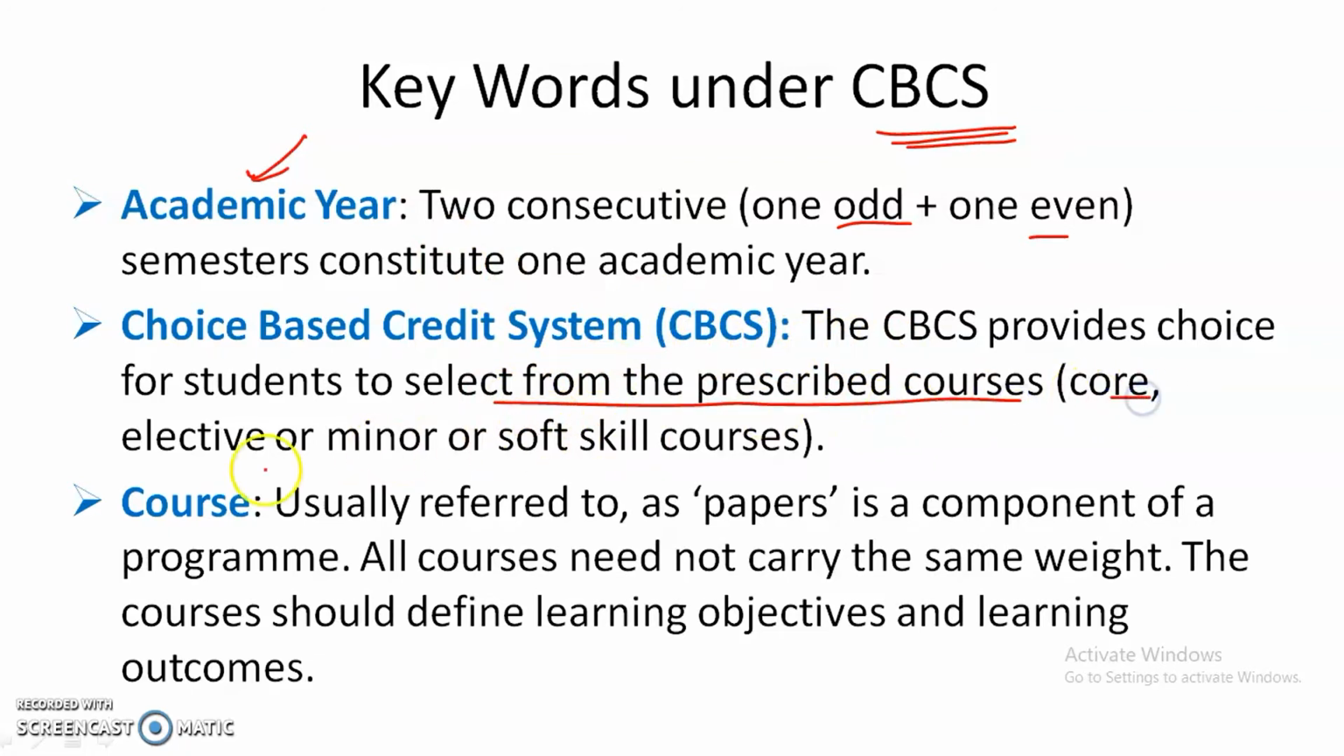Either it might be the core or elective, minor or soft skills courses, anything he can select apart from the core subjects. And what is the meaning of the course? Usually it is referred to as a paper. Okay, it's a component of the program. All courses need to carry the same weight. The courses should define learning objectives and the learning outcomes.